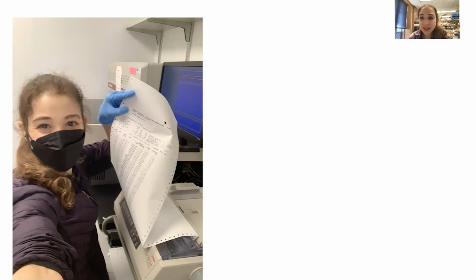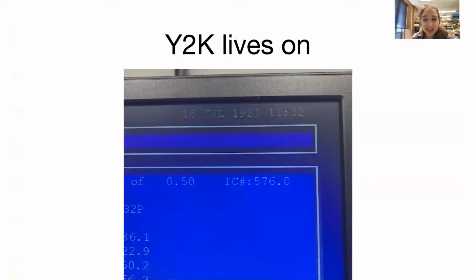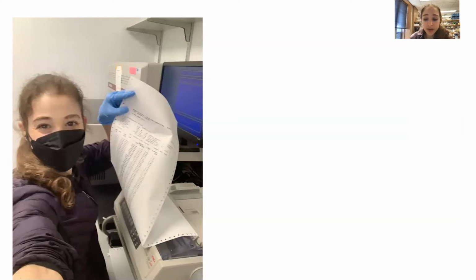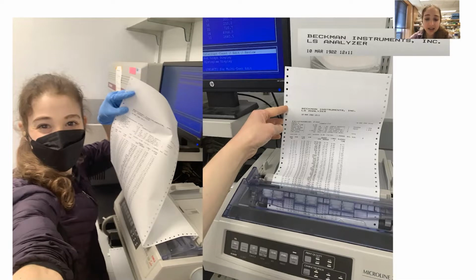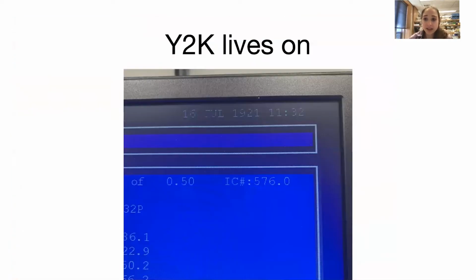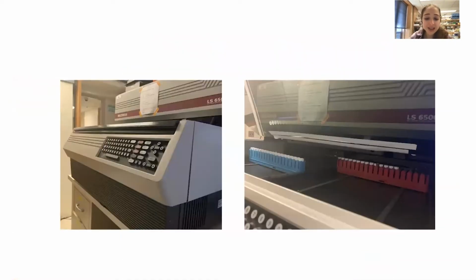And it isn't quite as old as it thinks it is. So if we were to zoom in onto the date, we can see that yesterday it thought it was March 10th, 1922. Apparently it has a Y2K problem where it can't go past into the new millennium date-wise. But anyway, let's take a look inside.